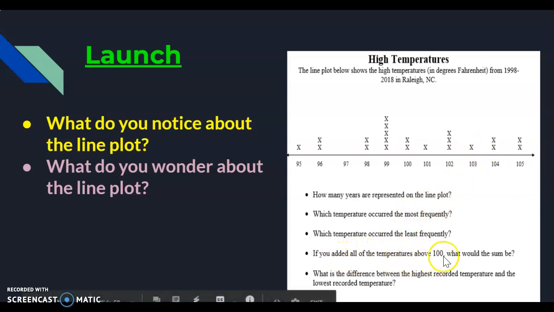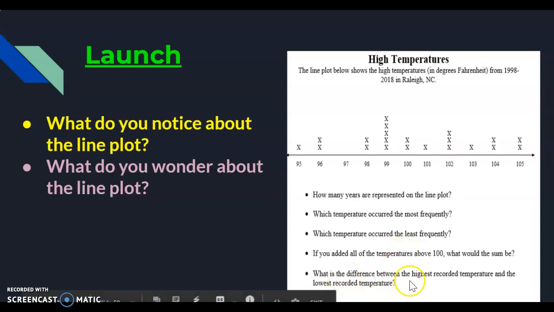If you added all the temperatures above 100, what would the sum be? First you have to identify which ones are above 100. So you would be adding up 101, 102, 103, 104, 105. And your answer when you do that is going to be 928.